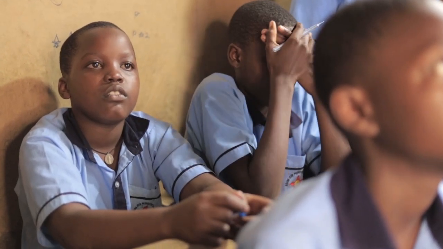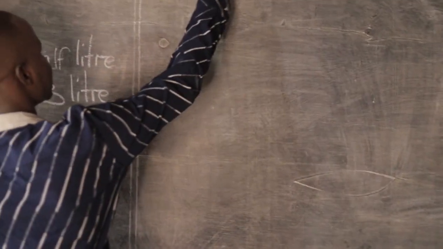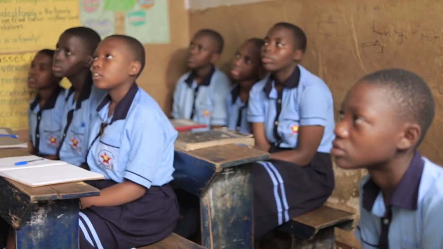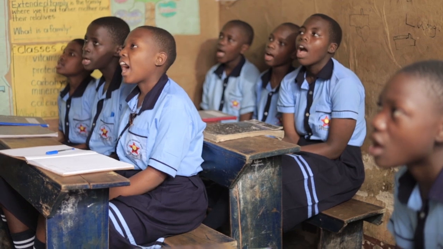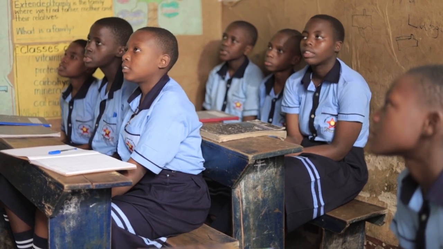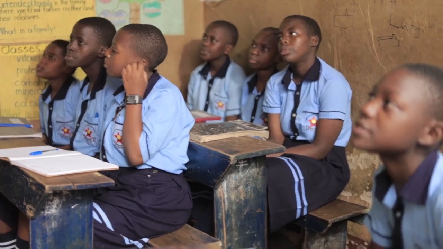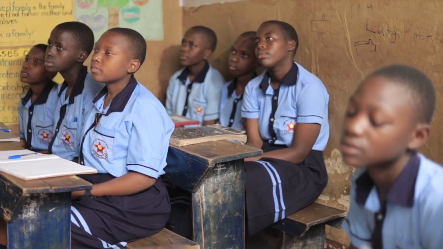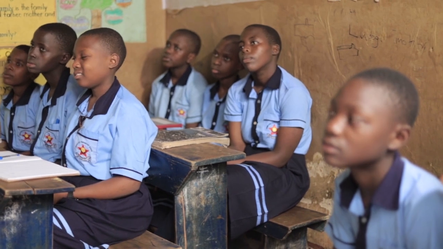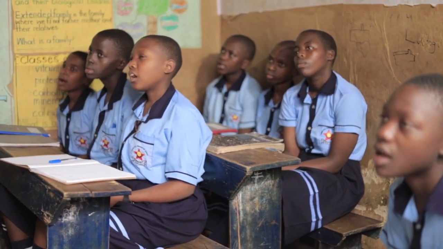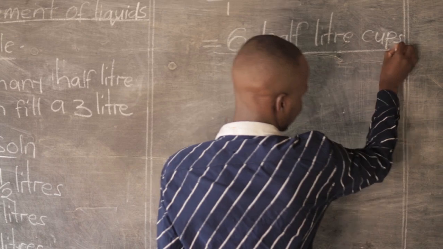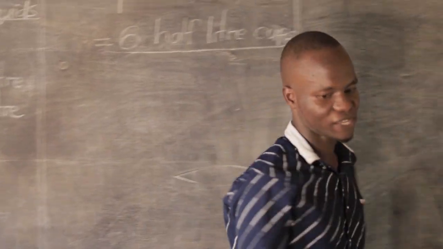3 times 2, what is the answer? 6. So our final answer is? 6 half-liter cups. All of you? 6 half liter cups. So you have to mention half liter cups, since the question is saying how many half liter cups. So this is our final answer. Can you clap for yourselves?